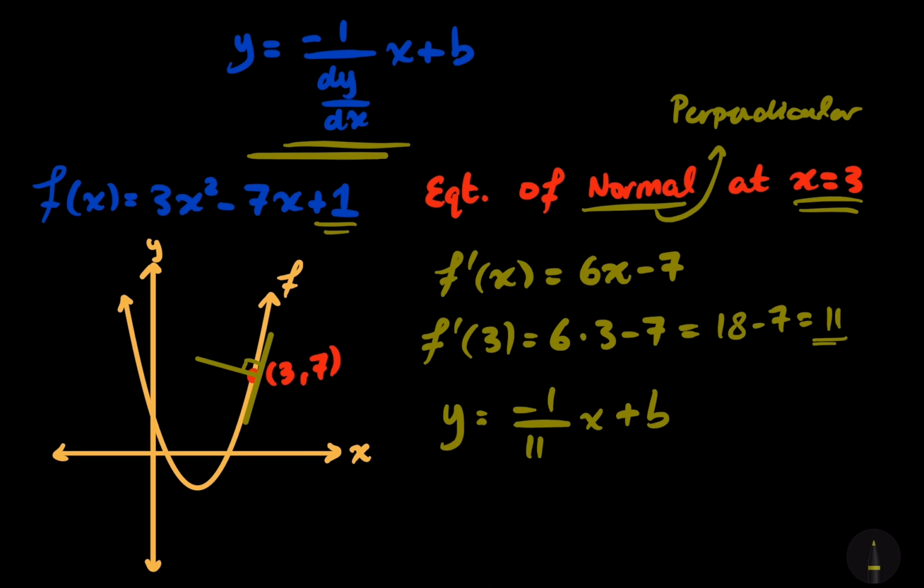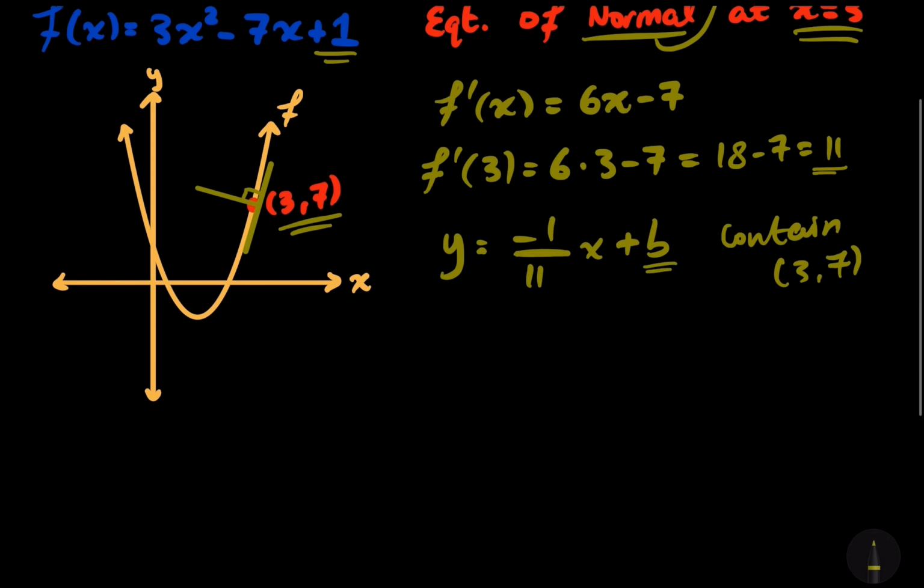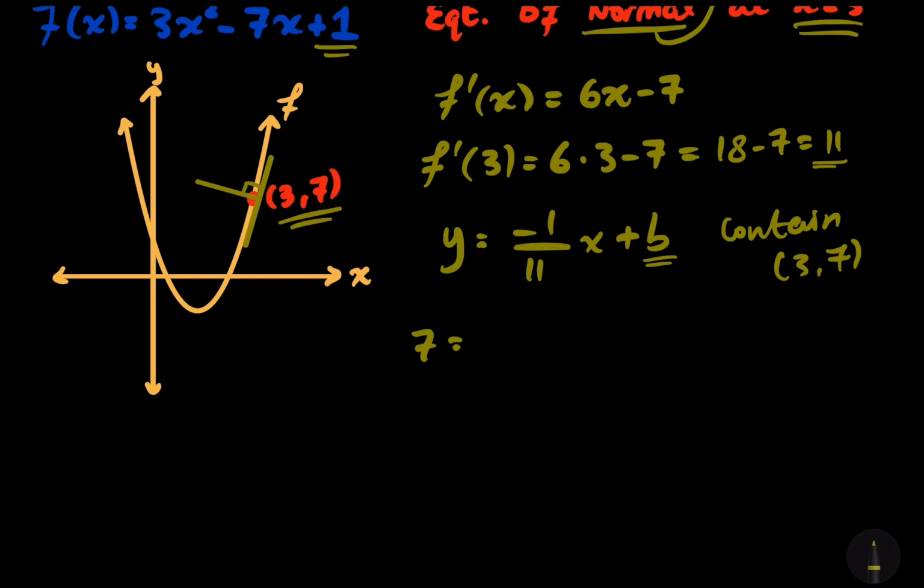And we know that we have to intersect the point 3, 7. This point has to be contained in our normal line. And that's just a property of the fact that we're normal to the tangent line at this particular point. And so in order to solve for our intercept b, we just have to input 3, 7 into our equation over here. So we'll get 7 equals -1 over 11 times 3 plus b. And so we can solve for b over here. We'll get that b equals 77 over 11 plus 3 over 11. And so this will be 80 over 11.